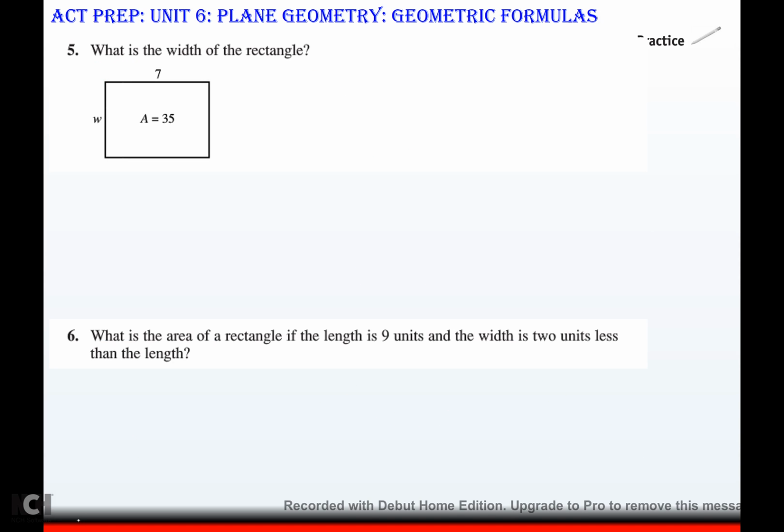Alright, number 5, what is the width of the rectangle? Well, again, if they're giving me area, I'm sure they want me to use the area formula, which is area equals length times width. If they give me area, that's 35. I know the length is 7. I don't know the width, leave a W, and solve. So to get W alone, I divide by 7, and my W equals 5 units, whatever the units are measured in.